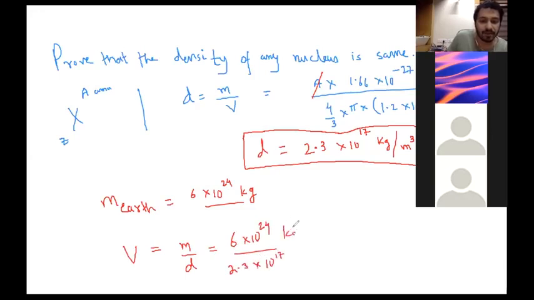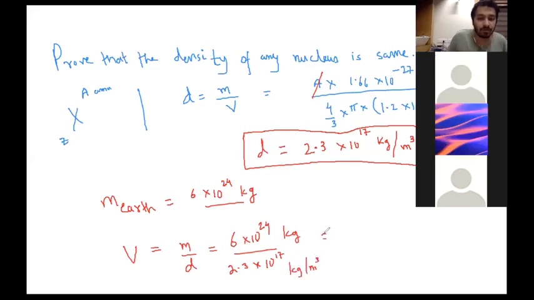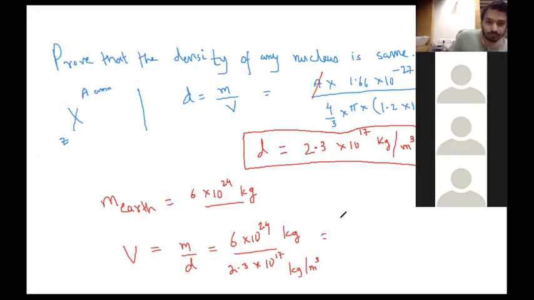This is in kg per meter cube. If I solve this, it is approximately 2.6 × 10^7, approximately 3 × 10^7 meter cube. Less than 3 × 10^7 meter cube. This will come to 2.6 × 10^7 meter cube, right?